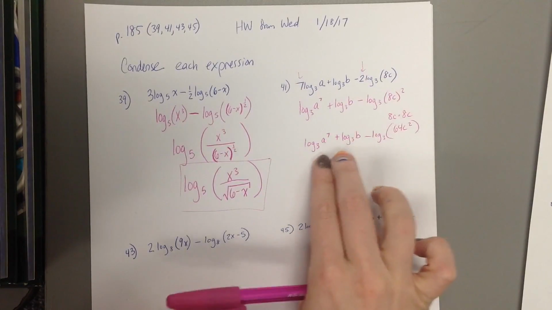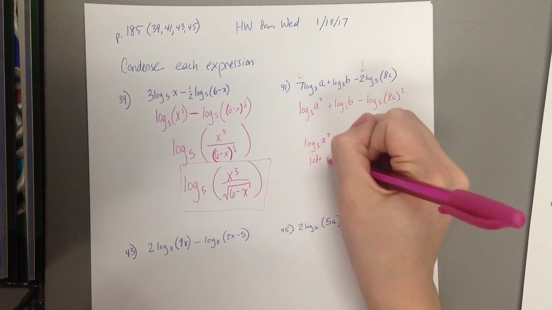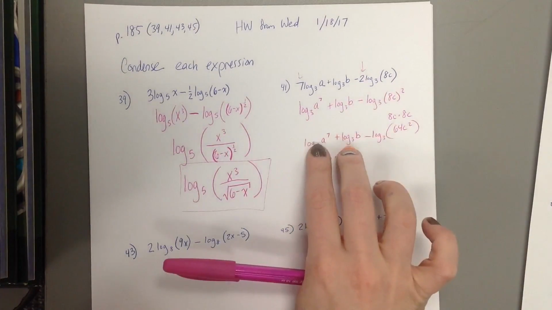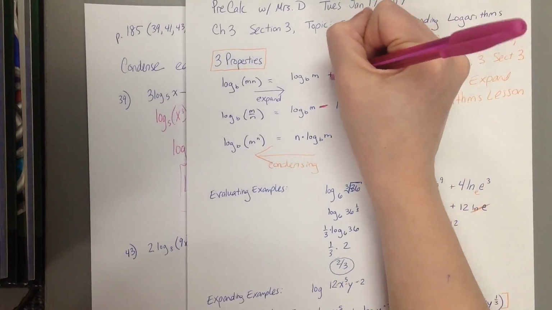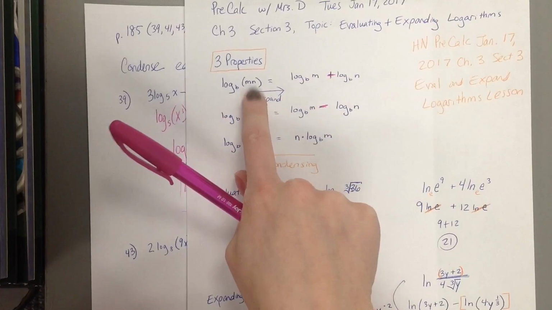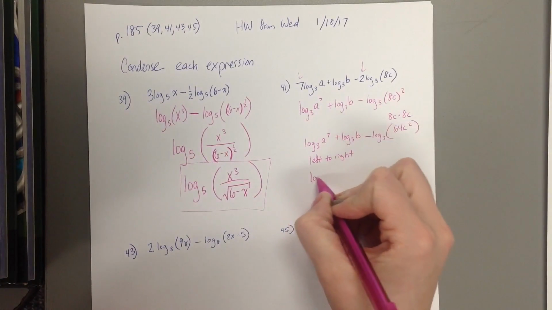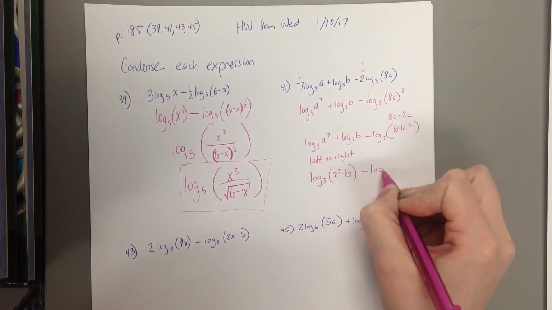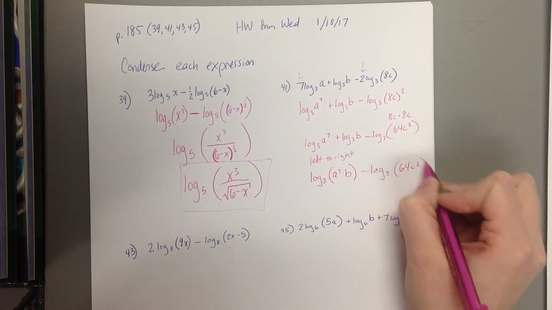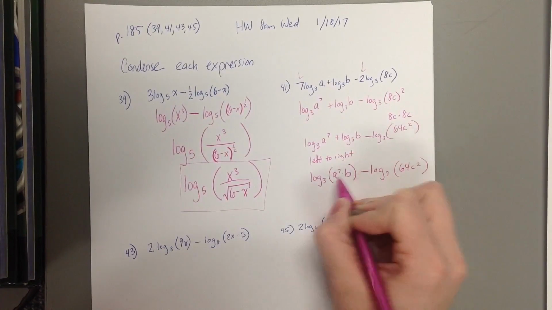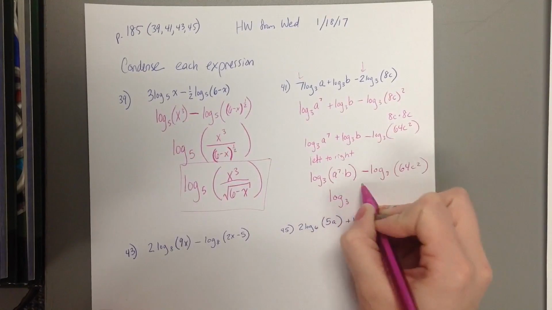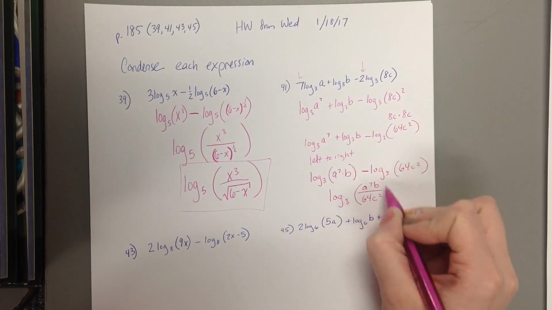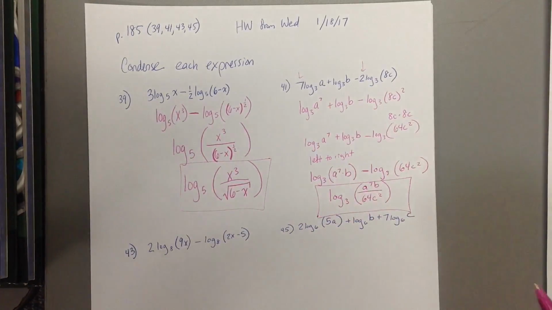Now, because I am adding these two, and we always want to go from the left to the right when we're doing this next step with the addition and subtraction. So from left to right, these guys are being added together. One of my rules says if I have an addition problem, I can condense it with multiplication. So that's what I'm going to do. They are going to become log base 3 of a to the 7th times b minus log 3 of 64c squared. Because I am subtracting, I can condense with division: log base 3 of, in the numerator, a to the 7th b divided by 64c squared. And that is my final answer.